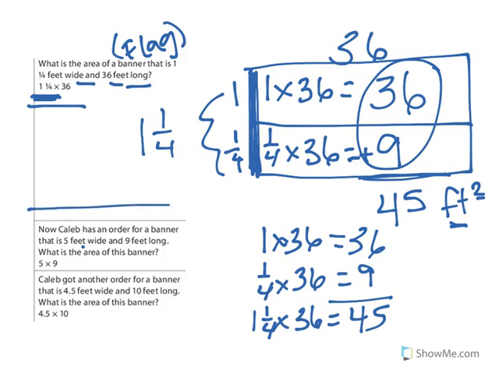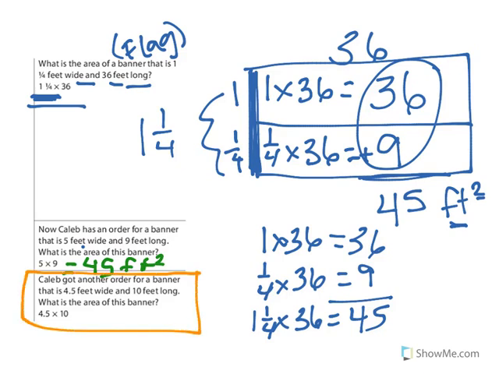Now, Caleb has an order for a banner that is 5 feet wide and 9 feet long. What is the area of this banner? You might be screaming at me, well, that's so silly, Miss Katie. We know how to solve that one, no problem, okay? Because 5 times 9 is 45. And remember, we're going to call this 45 square feet because we're finding area, okay? So check, we solved that one. So let's move on to the next one.